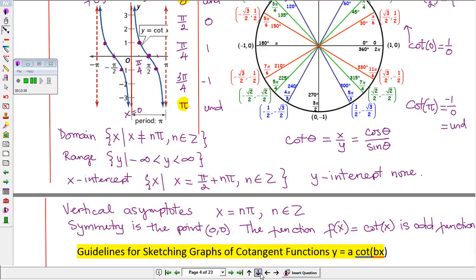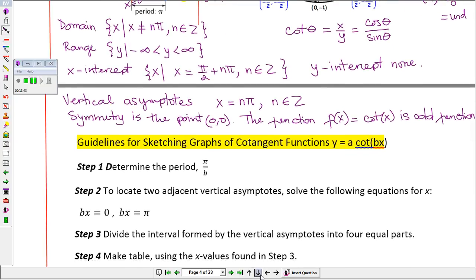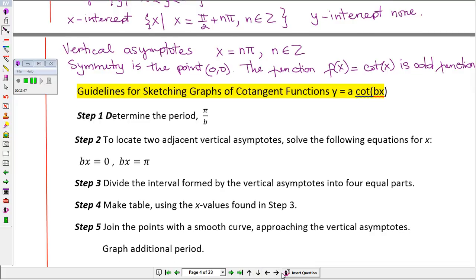Okay, now next we are going to learn to graph the cotangent function where a and b are not 1. I need you to write these 5 steps. If you compare these 5 steps with the 5 steps that we learned from video number 27, for graphing the tangent function, they are almost exactly the same except step 2.